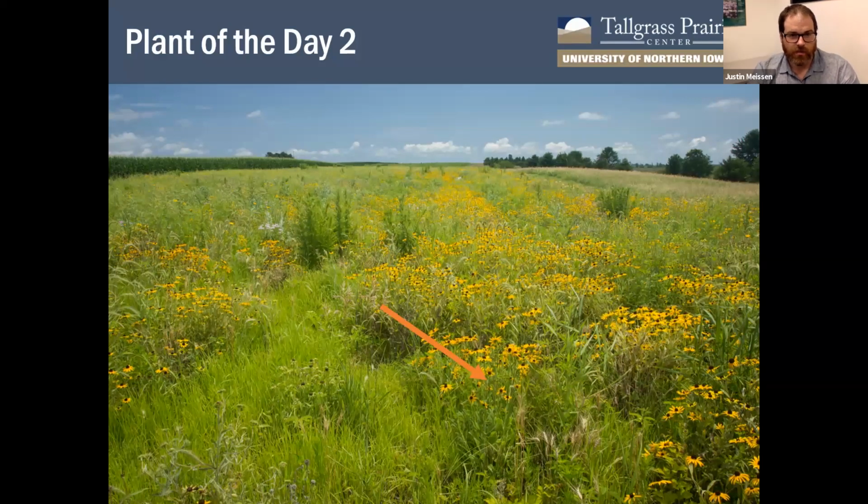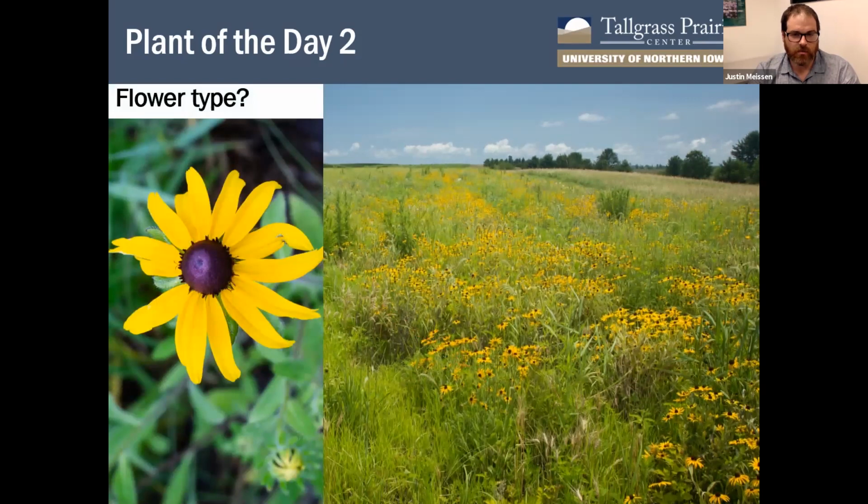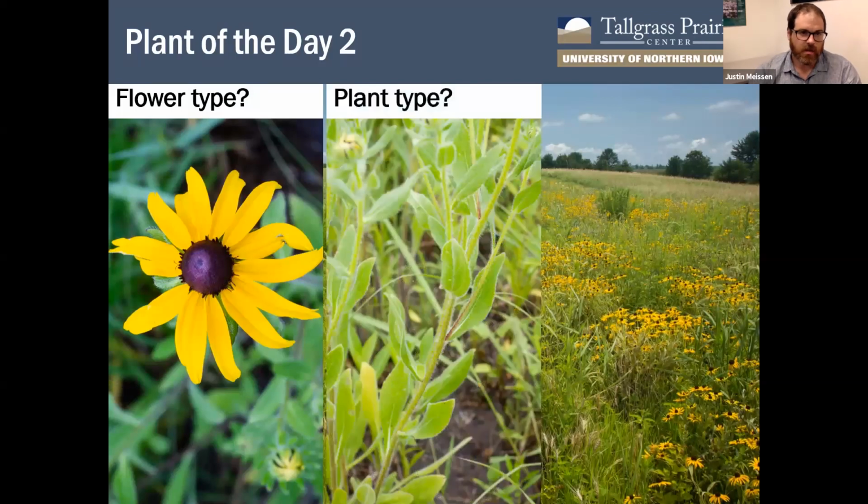Okay, let's run through Newcomb's, beginning by doing the 3 classifications. First, let's have a look at the flowers. So what flower type are we looking at? Yep, it's definitely regular symmetry in the flowers, and it's clear that we have more than 7 parts. Next, we can take a look at the plant type. So what are we working with here? Clearly, that's a wildflower with alternate leaves.